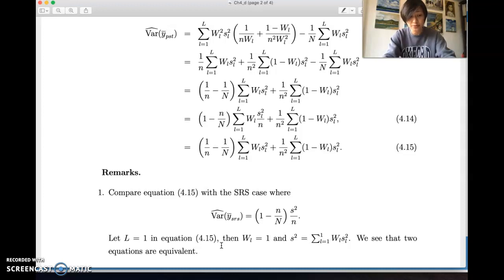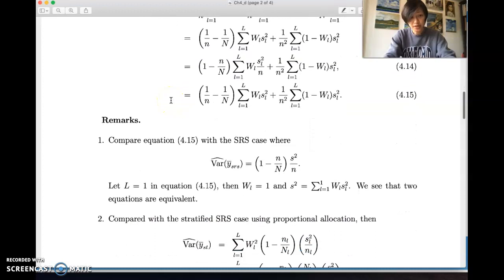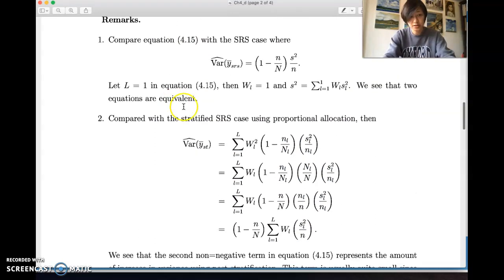So in the SRS case, we only have one group from the population. We only collect one sample. So the number of strata is actually equal to 1. Then in equation 4.14 or 4.15, when WL equals 1, the second part will disappear, okay? So we see that the estimated variance for the post-stratification is the same as the simple random sampling case. But if we compare the post-stratification variance with the stratified simple random sample under the proportional allocations, okay?